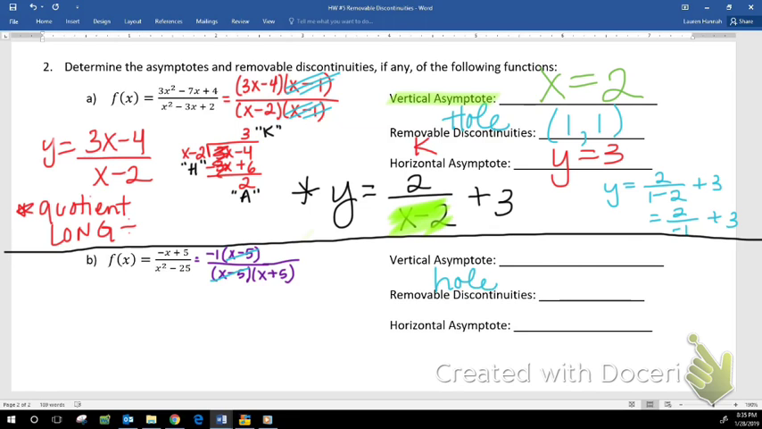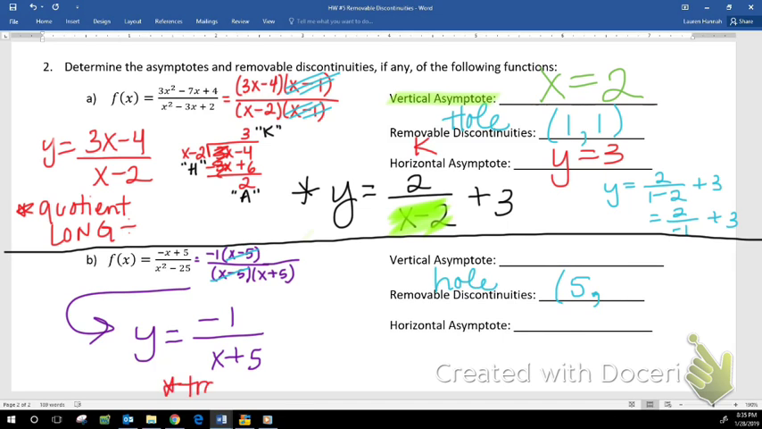So that's going to occur at an x value of 5. Remember, we always take the opposite of whatever the x value is. We'll go back and find the y in a second. What we have left over is y equals negative 1 divided by x plus 5. And this is great news because this is transformation form. Because it's transformation form, you don't have to do long division. You just get to identify the asymptotes.